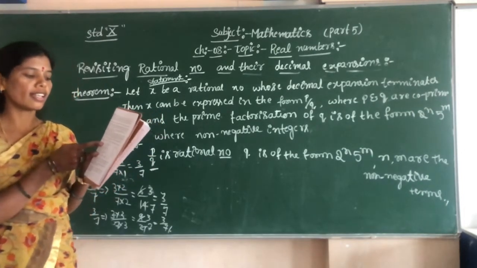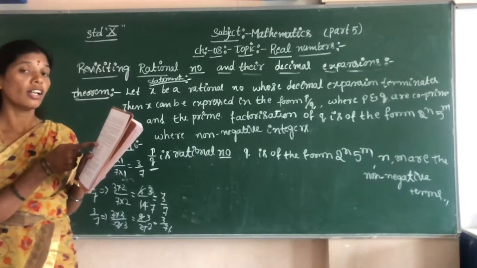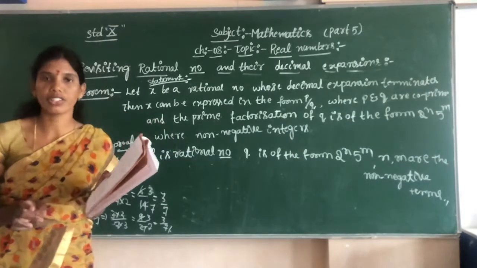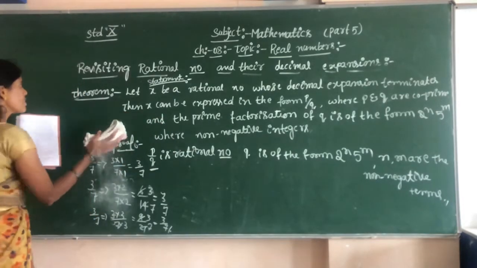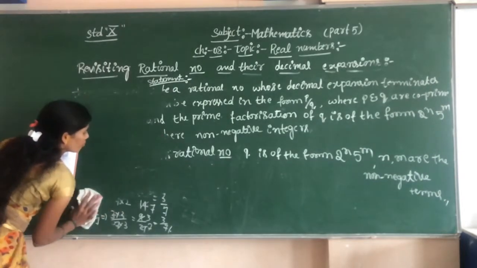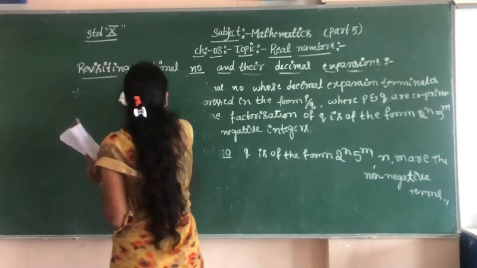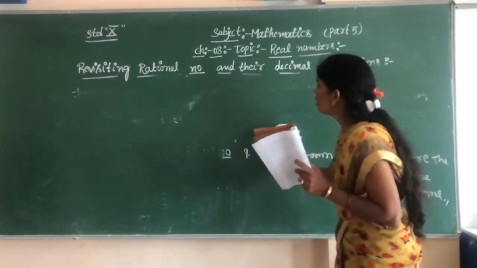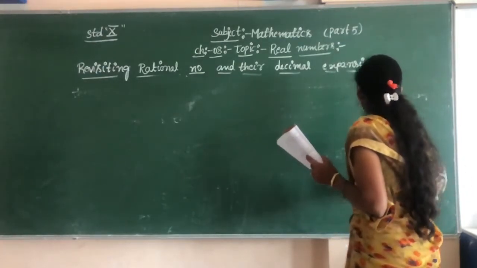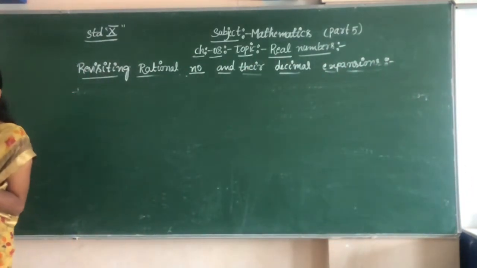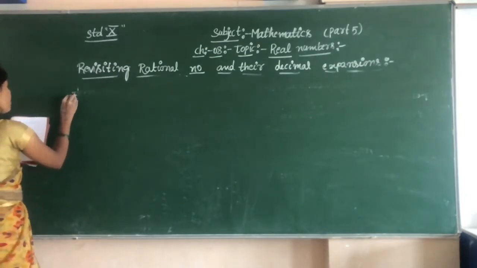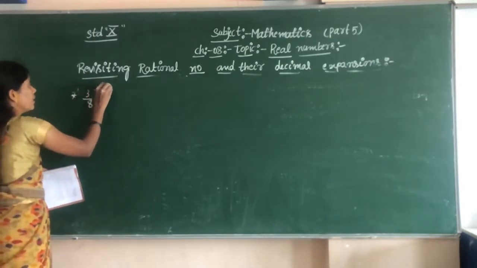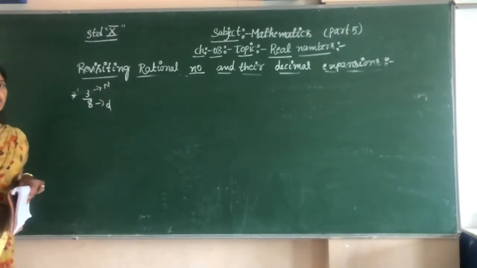Okay, the numerator is smaller than the denominator. Okay children, this is the proper fraction. Let us do the examples. Do you understand this? Convert from rational form into decimal form. Take the first example, 3 by 8. This is the numerator and this is the denominator.